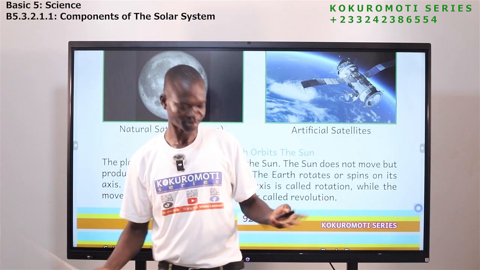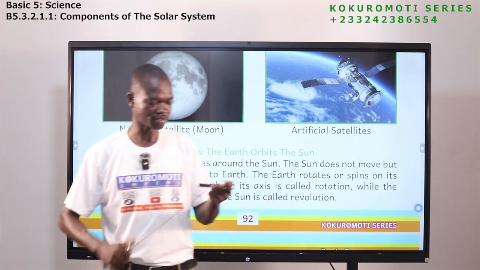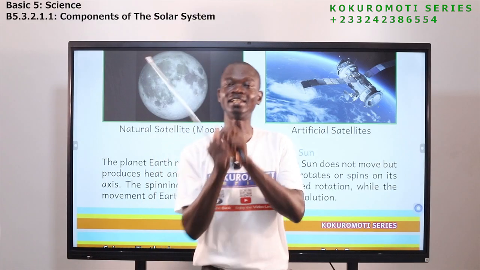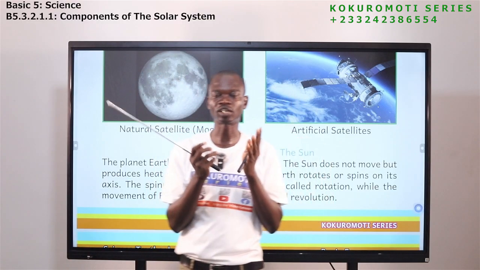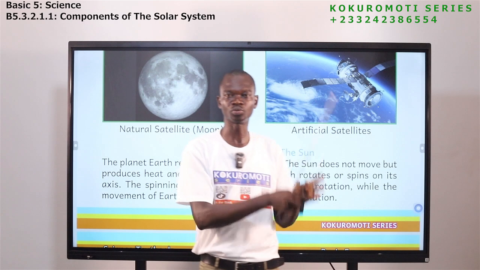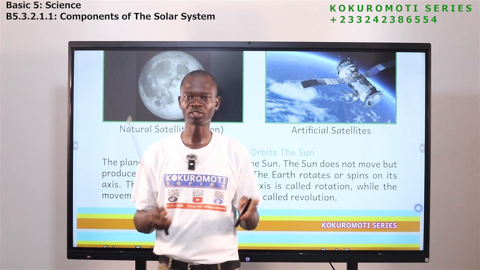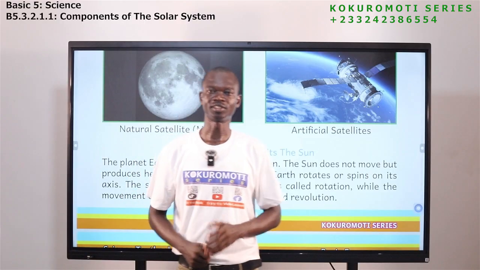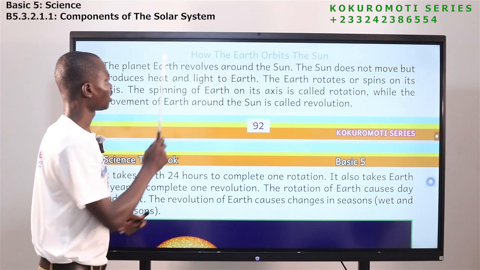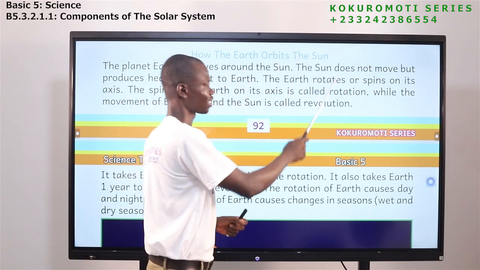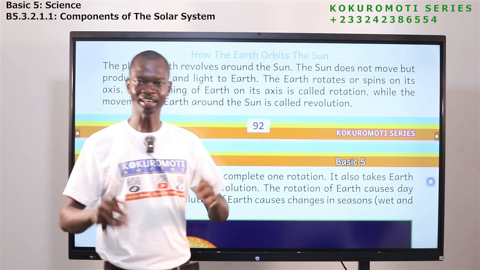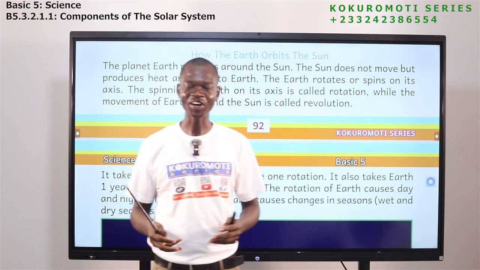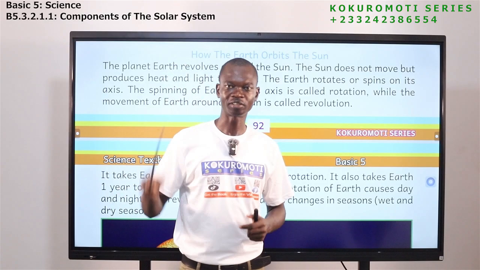Okay, so what are they? The sun, Mercury, Venus, Earth, Mars, Jupiter, Saturn, Uranus, Neptune, and then the moon. These are the components that if I ask you to mention, I'm expecting you to give. Okay, so let's continue. We are looking at how the Earth orbits the Sun. The Earth orbits the Sun, or it moves around the Sun.